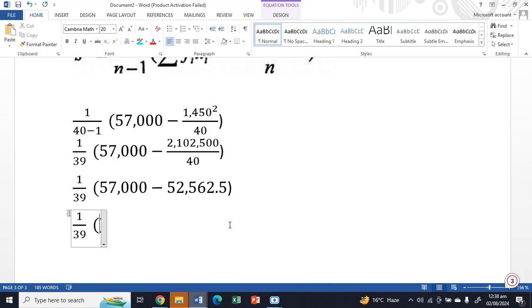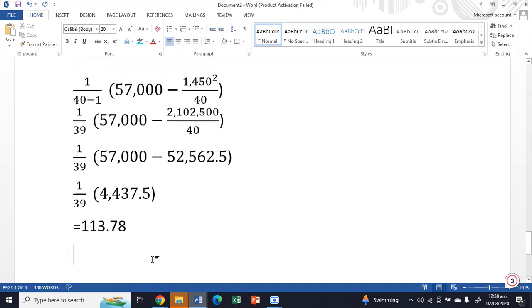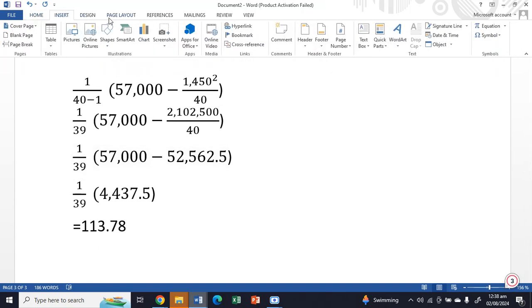52,562.5. So we get 4,437.5. Divide this by 39. Okay, yes, I remember this value. So this is the variance, which is just the standard deviation squared. So to get the standard deviation, we get the square root of the variance.